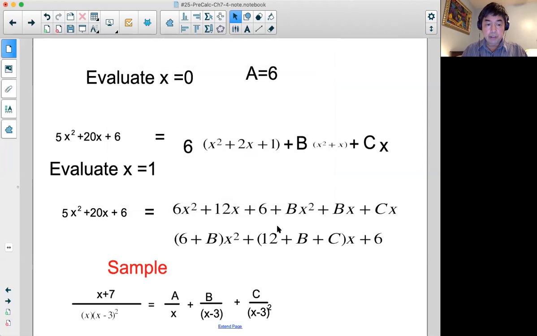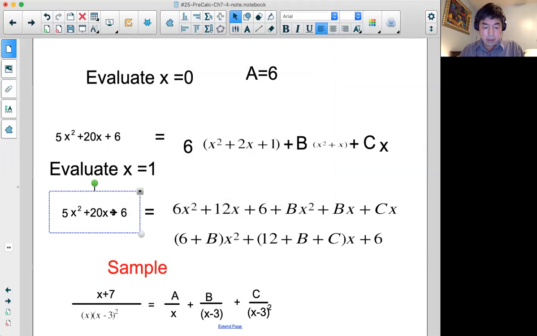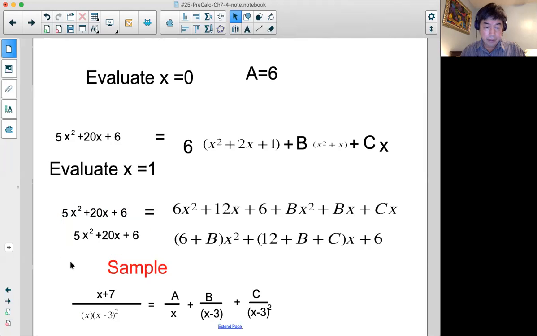Now if you compare this, constant goes with constant, right? So plus 6 is still here. Now the coefficient on the left hand is 5. The coefficient here is 6 plus b. So now you can solve for b. B equal -1 maybe. 6 plus -1 is 5, right? So b equal -1. So the second number is solved. B equal -1.